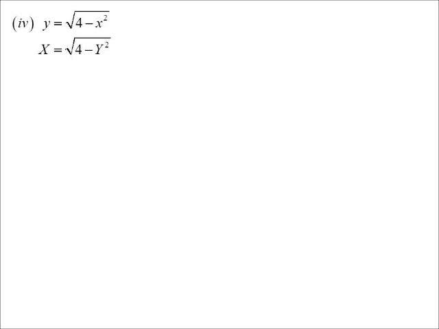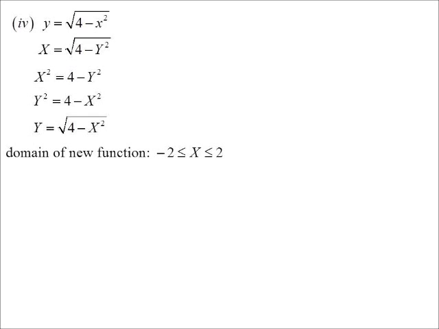Okay, let's make y the subject. I get x squared equals 4 minus y squared, so y squared is 4 minus x squared. So y is the square root of 4 minus x squared. Yes, again, I know it's plus or minus, but we're only interested in the x values anyway, so it doesn't really matter. So we're saying 4 minus x squared is greater than or equal to 0, so x is in between minus 2 and 2. So that's the domain of the new function.